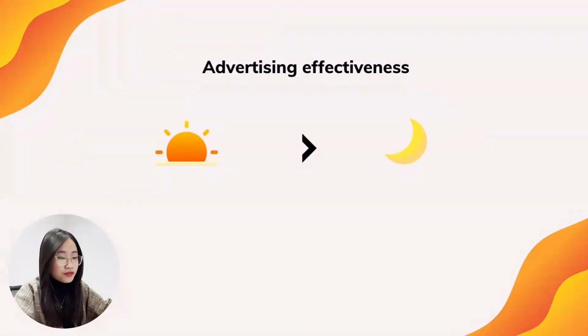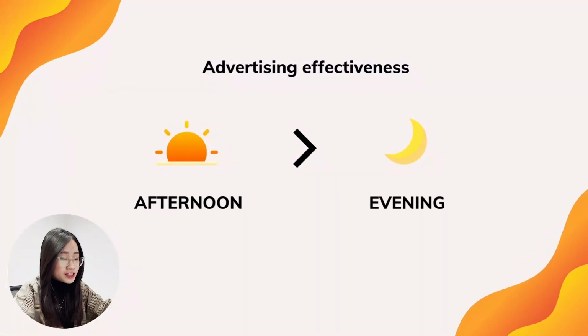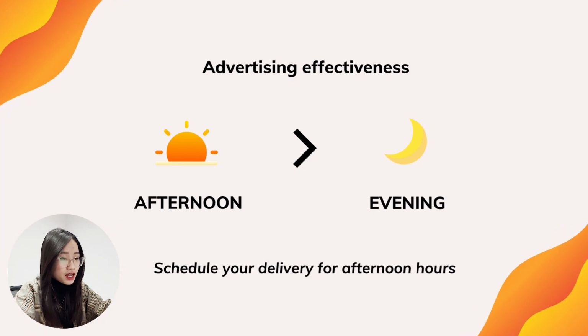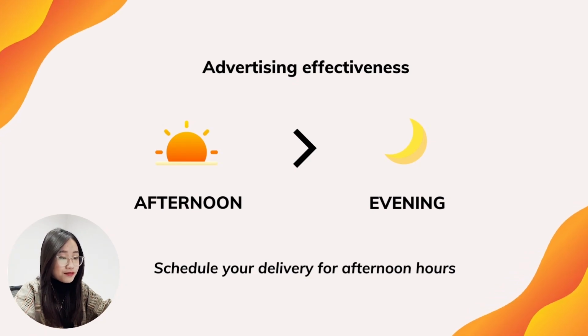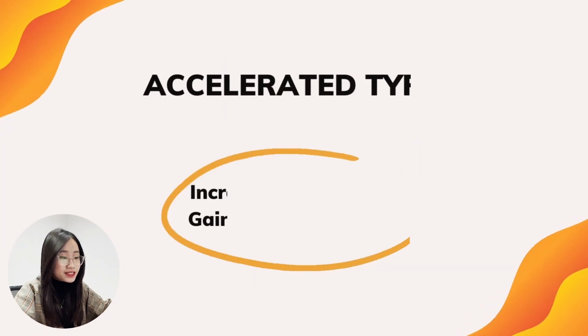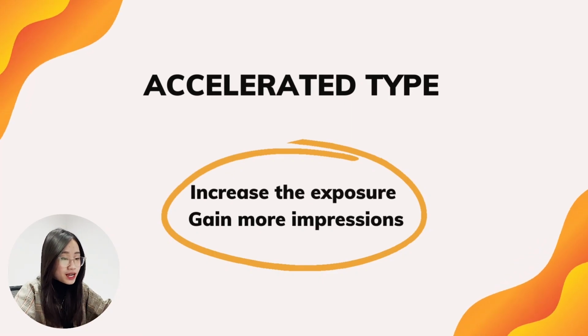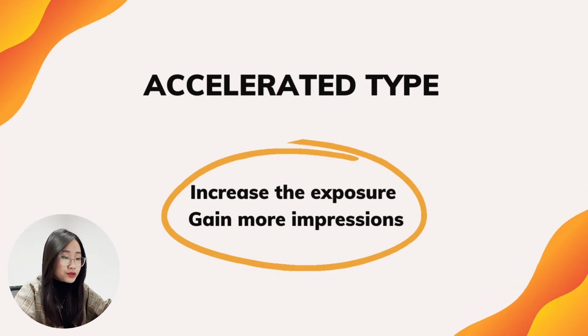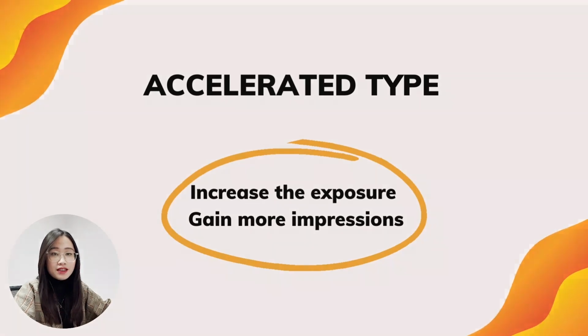In a simple way, this delivery frequency depends on the traffic. A little bit different with accelerated delivery type, TikTok system helps you to spend your budget, drive results as quickly as possible, and maximize the effectiveness of your ad. For example, in case your ad is more effective in the afternoon than in the evening, you can schedule your delivery for afternoon hours and select accelerated types to increase the exposure of your ad during this time. It will help you to get more impressions in the fastest way.